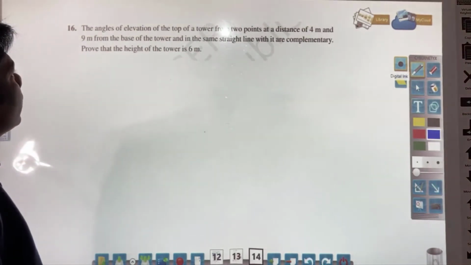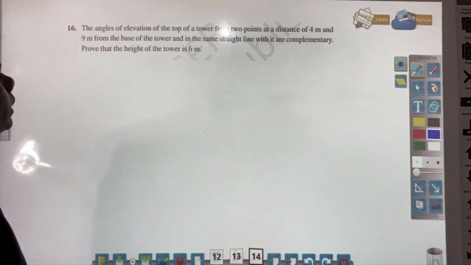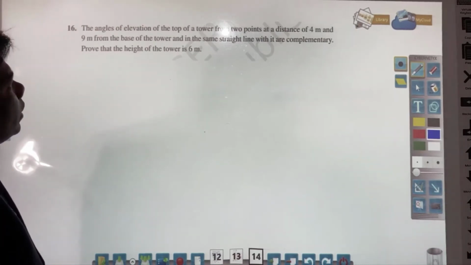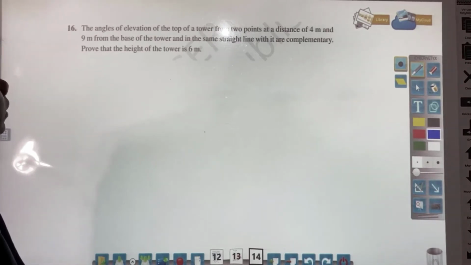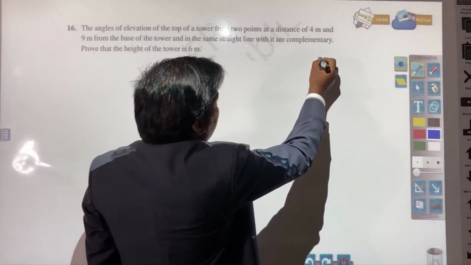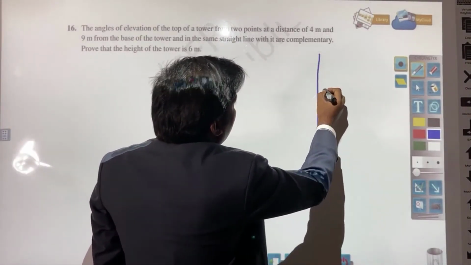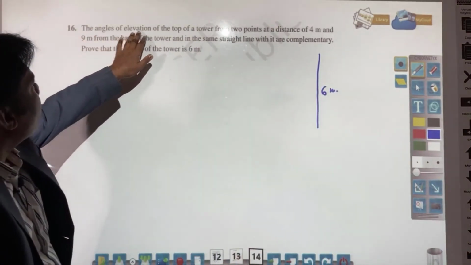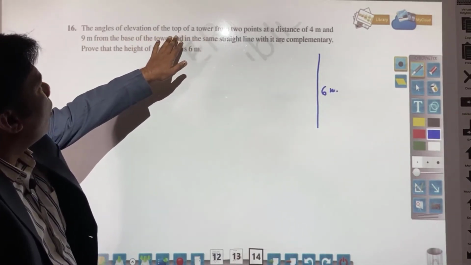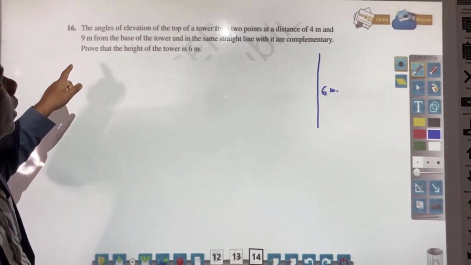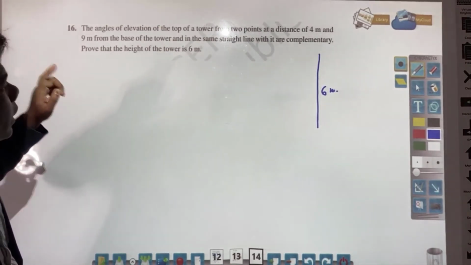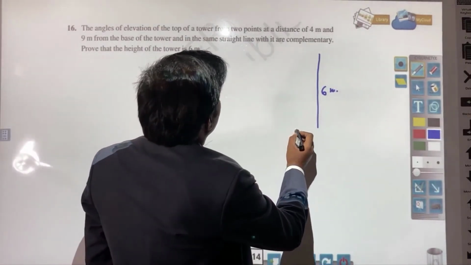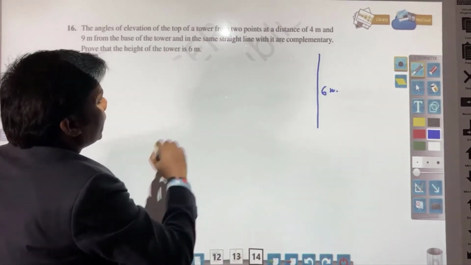The angles of elevation of the top of a tower from two points at a distance of 4 meter and 9 meter from the base of the tower and in the same straight line with it are complementary. Prove that the height of the tower is 6 meters. Suppose this is the tower and that is 6 meters.